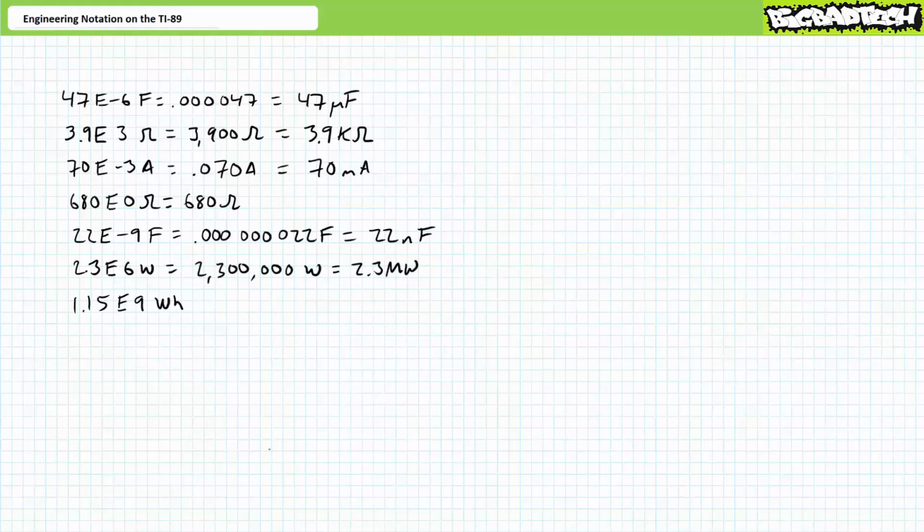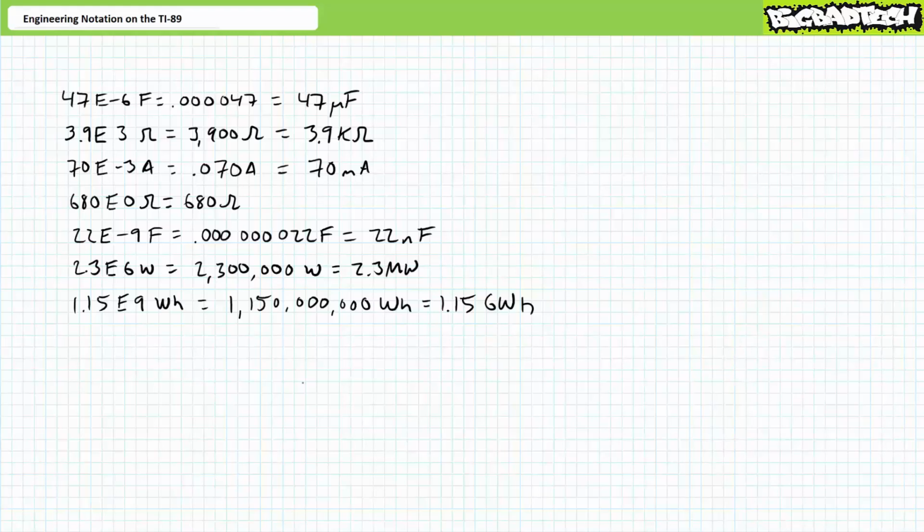The next entry, 2.3E6, means take 2.3 and multiply by 10 raised to the 6, or million, or 2.3 million watts. The engineering prefix associated with the power of 10 to the 6 is a mega, so this is more appropriately expressed as 2.3 megawatts. Lastly, 1.15E9 means take the coefficient 1.15 times 10 raised to the ninth. So this is more appropriately expressed as 1.15 gigawatt hours. If we restricted ourselves to the base unit of watt hours, it'd be 1,150,000,000 watt hours. Okay, that wasn't too hard, was it?